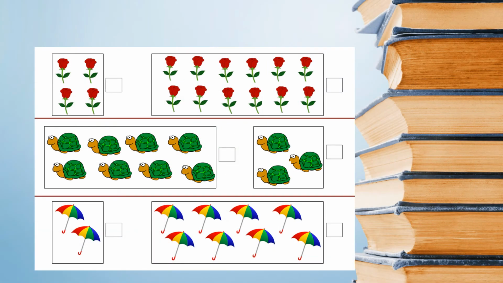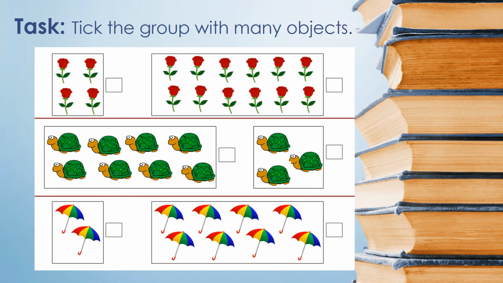Okay. To understand the concept more clearly, here is another task for you. The task is: take the group with many objects. There are 3 groups, and each group is divided into further groups. Now look at the first group. They are flowers. On one side there are 4 flowers, and on the second side, let's count the flowers.